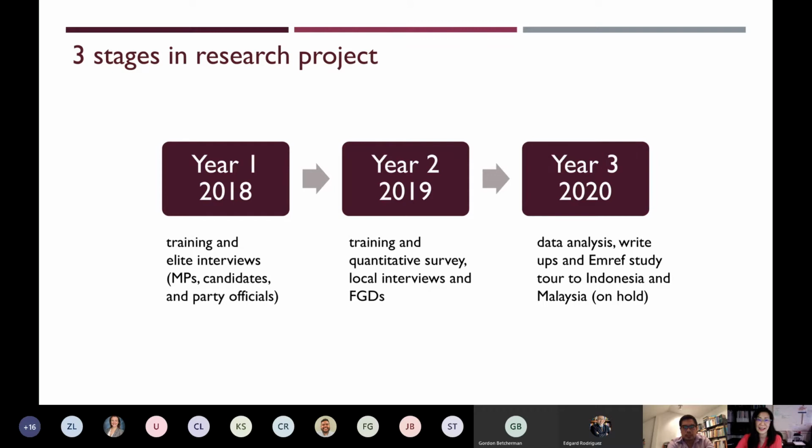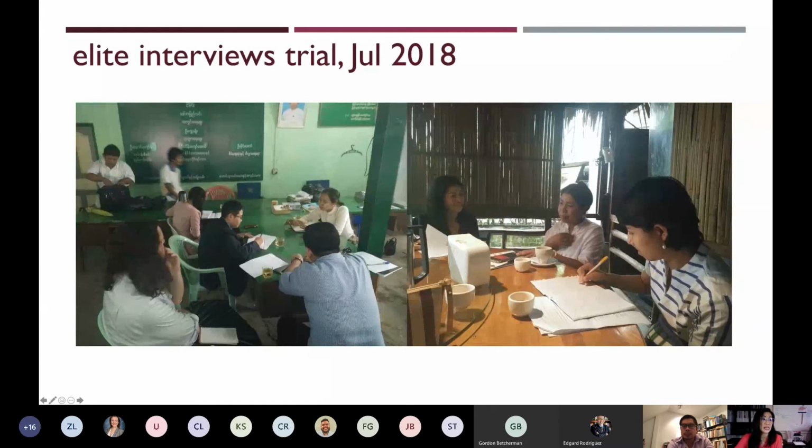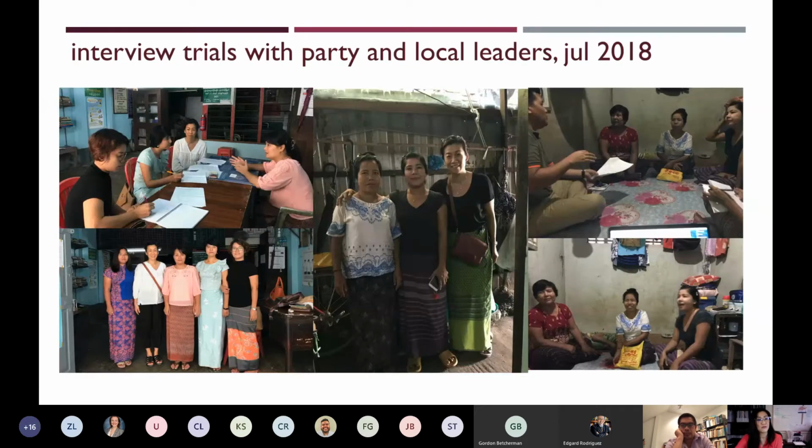So for the next few slides, I'm going to show you some pictures of our visits and our interviews. These are pictures of the first time we met with the MREF group. Paul here is our local consultant. Guillaume is our economist, who is also part of our training group. And this is Ale and Mietet, who is the founder of MREF. And these are some of our elite interview trials, where we tried out our questionnaire. These are some of the interview trials with party and local leaders.